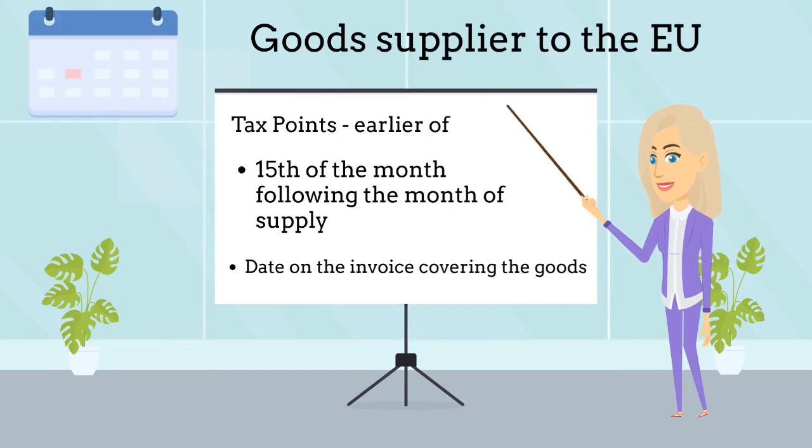So it's the earlier of the 15th of the month following the month of supply and the date on the invoice covering the goods. So if the date on the invoice covering the goods was before the 15th of April, then you'd take that date over the 15th of the month following the month of supply.